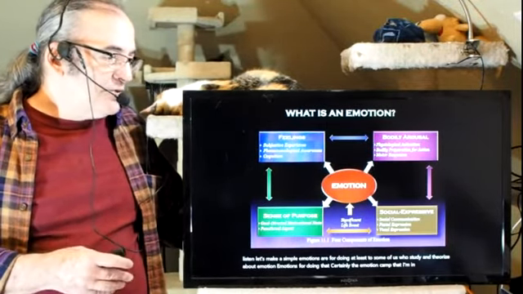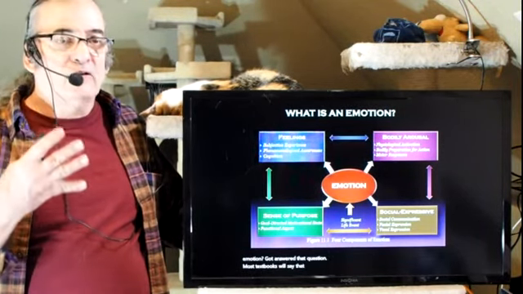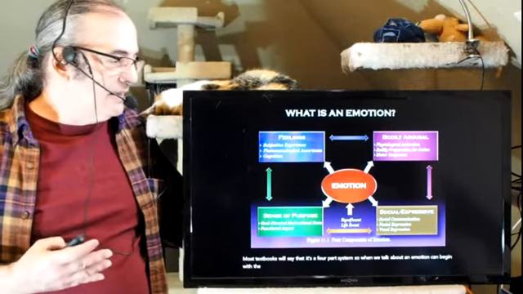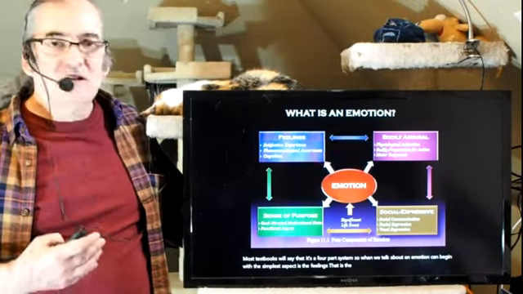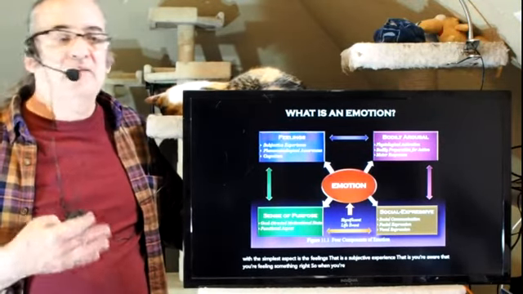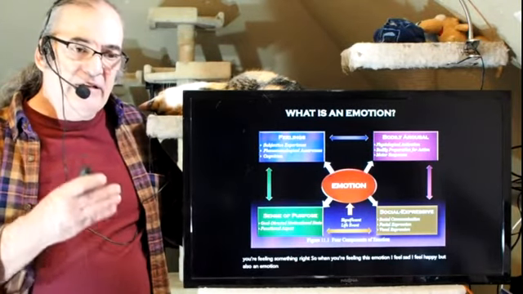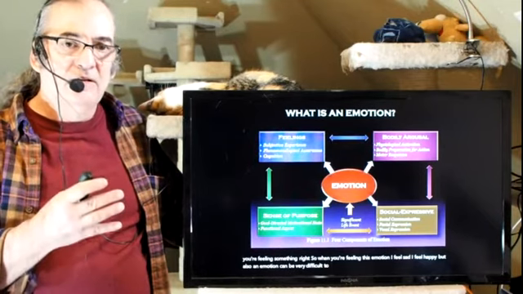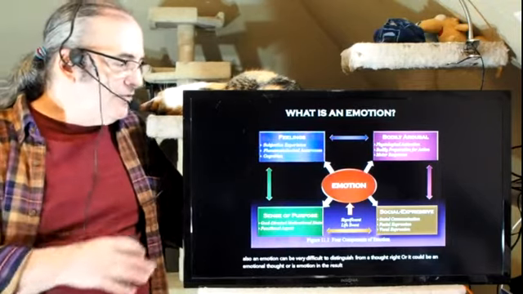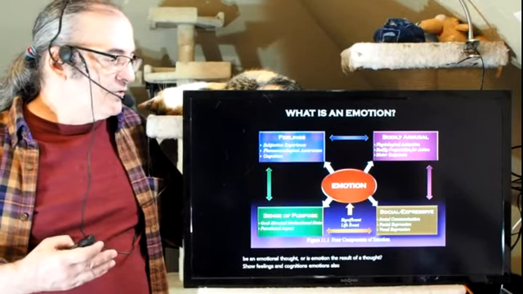Now, what is an emotion? Got to answer that question. Well, most textbooks will say that it's a 4-part system. So when we talk about an emotion, we can begin with the simplest aspect, which is the feelings. That is a subjective experience. That is, you're aware that you're feeling something, right? And you're feeling this emotion. I feel sad. I feel happy, right? But also, an emotion can be very difficult to distinguish from a thought, right? Or it could be an emotional thought, or is emotion the result of a thought? So, feelings and cognitions.